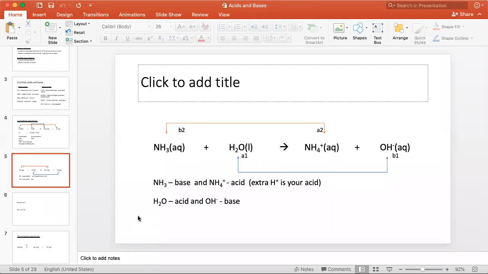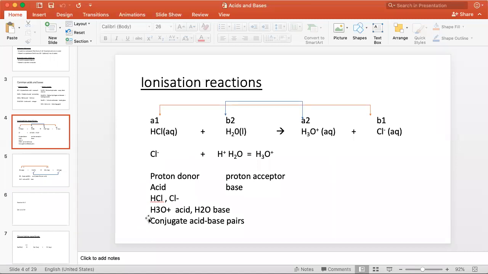Then we also looked at conjugate acid-base pairs. We said HCl is your acid, Cl- is your base. The H2O becomes H3O+, H3O+ is your acid, and H2O is your base. And we looked at how the H+ is donated from the HCl to the H2O. That's why it becomes Cl- and H3O+. So this is the work we did yesterday.